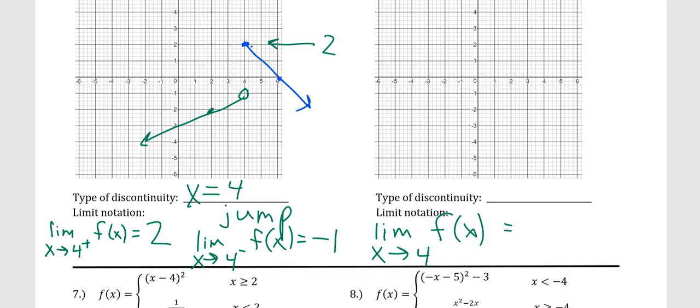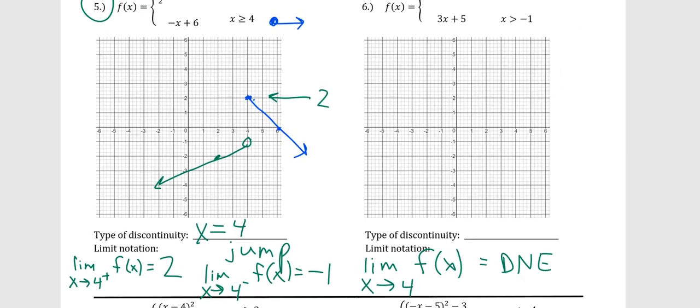See, if you can't write that, then you can't write the limit notation. And you need to be able to write the limit notation. So, what does it equal? Doesn't exist. Thank you very much. Because the left and the right don't match. The left and the right don't match. Therefore, the limit is not existing or non-existent.